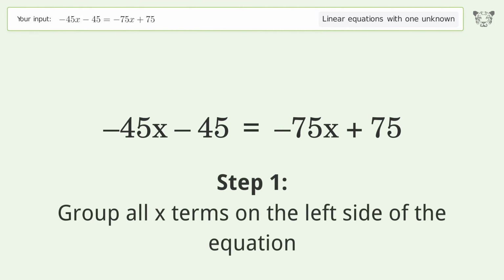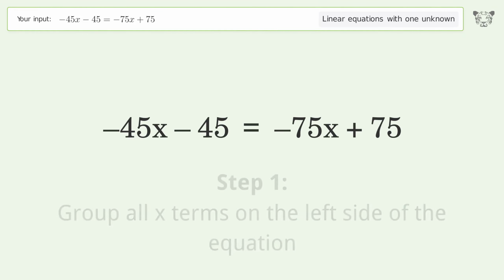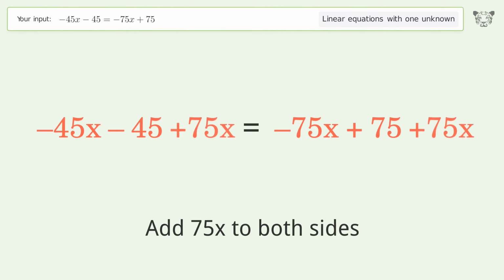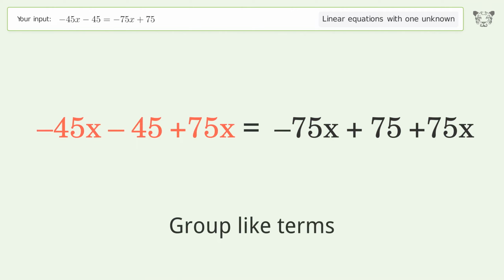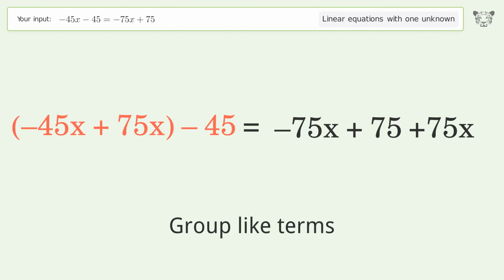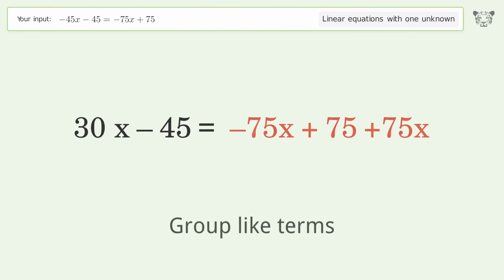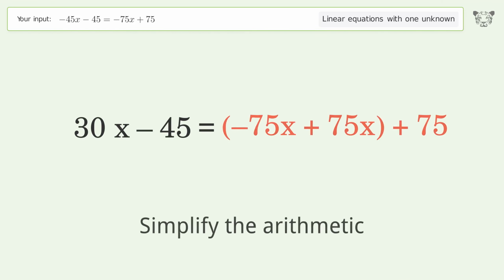Group all x terms on the left side of the equation. Add 75x to both sides. Group like terms. Simplify the arithmetic. Group like terms. Simplify the arithmetic.